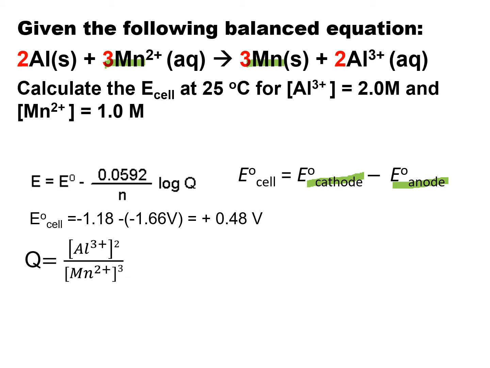Q is going to be the concentration of the aluminum ion, because aluminum is the product, divided by the concentration of the manganese ion, because manganese is the reactant. Manganese concentration needs to be elevated to the third power. Aluminum needs to be elevated to the second power.